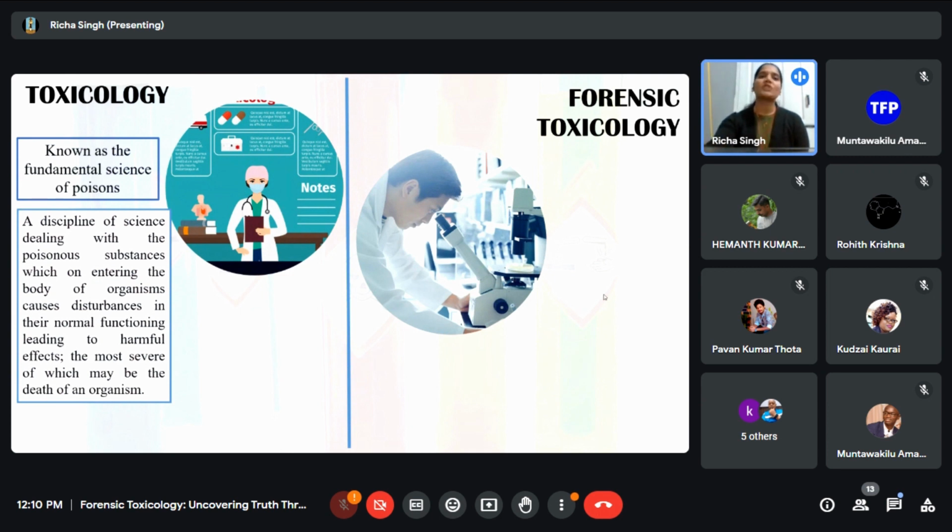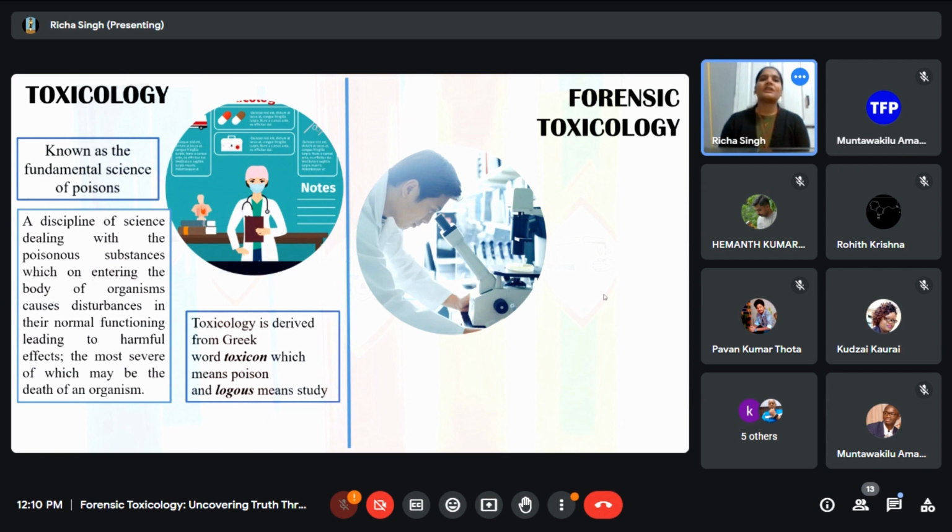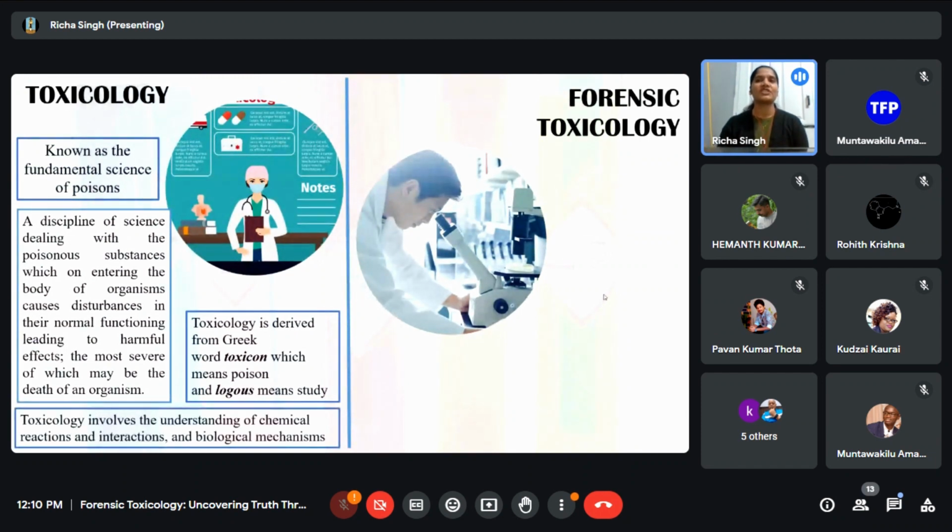But then, do poisons always cause death to a person? We'll get to that later. If we look into where toxicology exactly came from, it comes from the Greek words toxicon or toxicum, which means poison, and logos, which means study. So if we define toxicology again, it involves the understanding of chemical reactions and interactions and biological mechanisms.